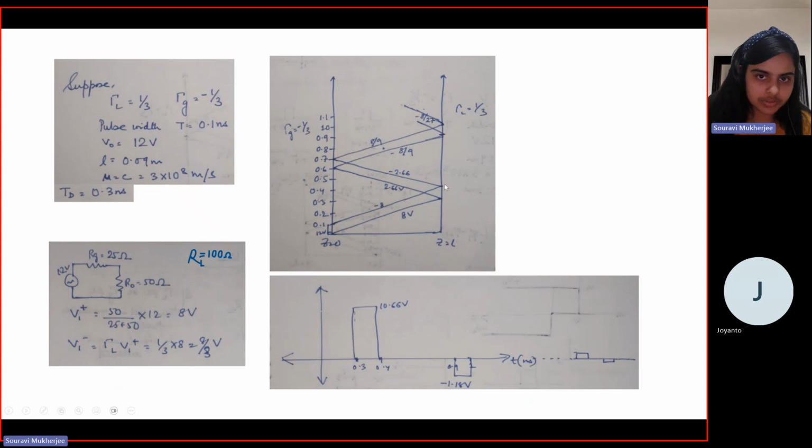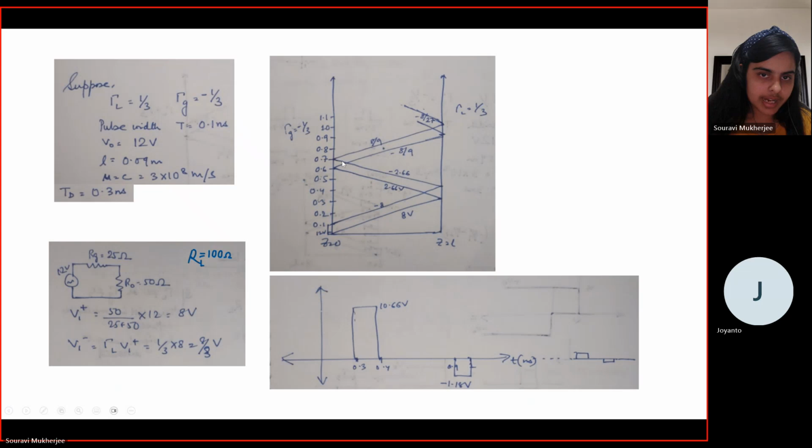Once it reaches here, we know the reflection coefficient at the load end. That is 1/3. So out of the minus 8, minus 2.66 will again get reflected back.